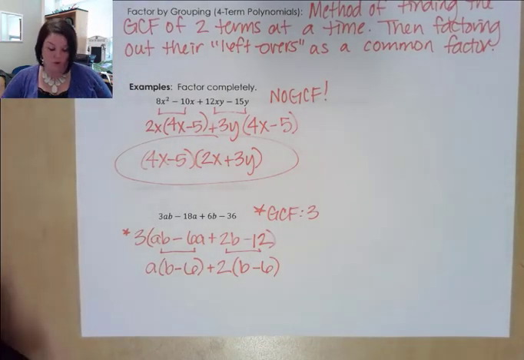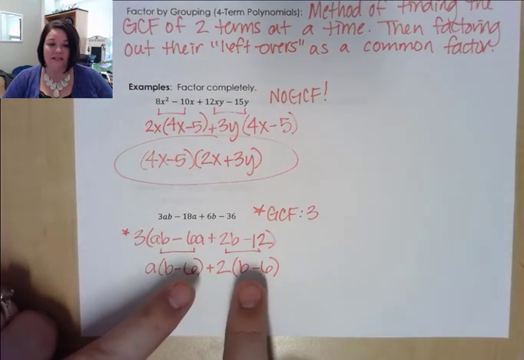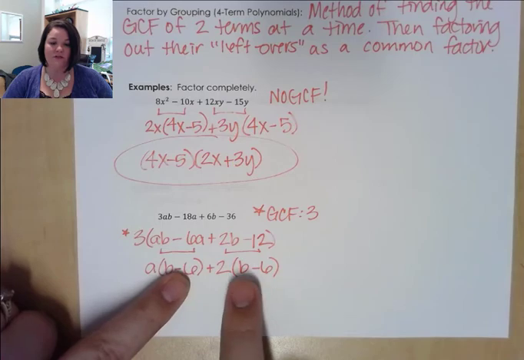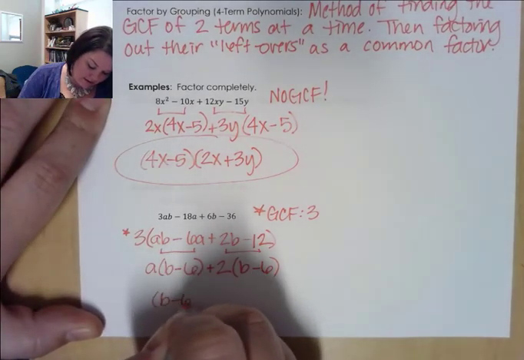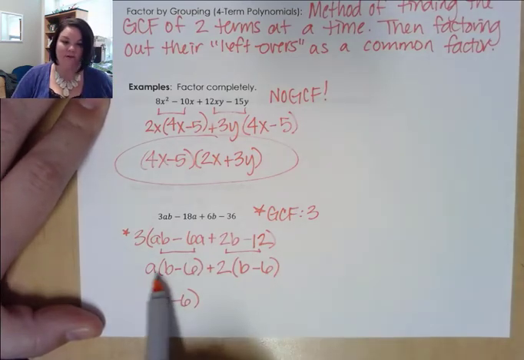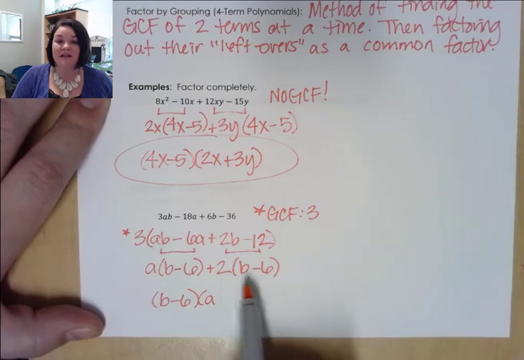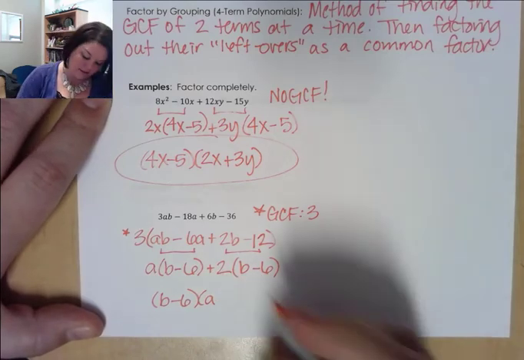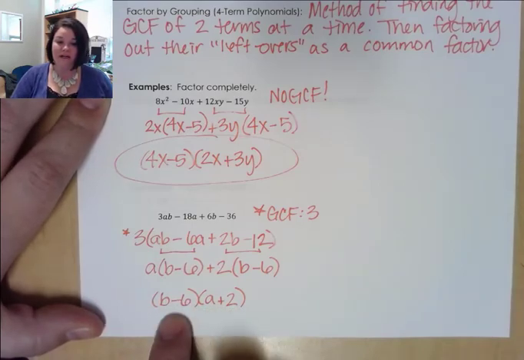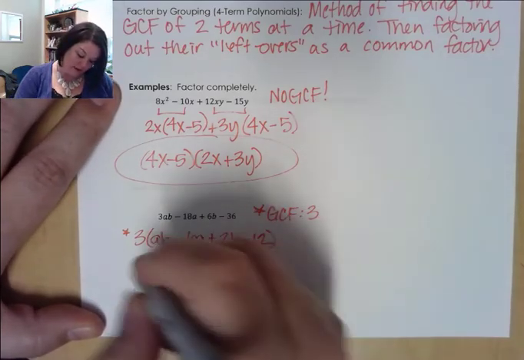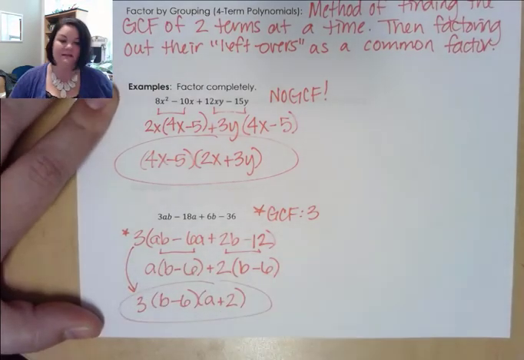So just like before, we're hoping that our leftovers match. Here they do, so we can actually take our leftovers out of these 2 terms as a greatest common factor. When I take out B minus 6 out of this first term, I'm left with just A. And when I take B minus 6 out of the second term, I'm left with just positive 2. So this is completely factored, and then I just have to remember to put my greatest common factor down here on the front. And then that's my answer.